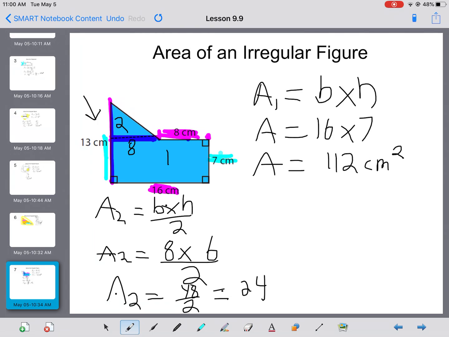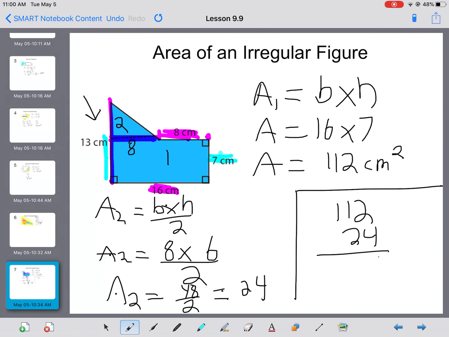Now remember, don't stop there. Now do the final step of adding the two different shapes that you found. So we would get 136 centimeters squared. So the biggest thing for this lesson, grade 7, is to take it step by step, break it down, and then use the formulas you know.